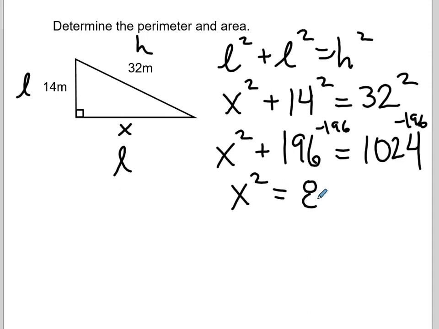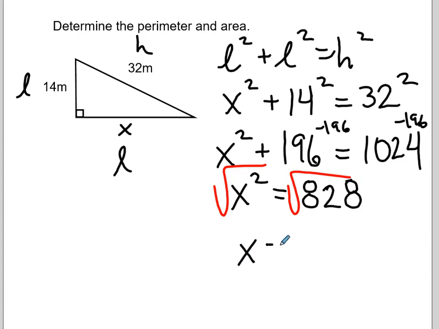And then we are left with x squared equals 828. And to undo a squared term, we're going to square root both sides. And we get x equals 28.8. If I write that down, do a quick check. Is my leg smaller than my hypotenuse? Yes, it is, so that's a reasonable answer.